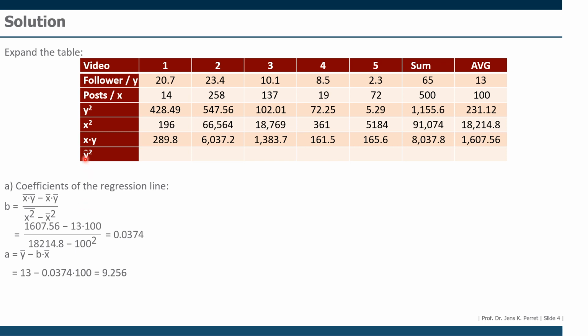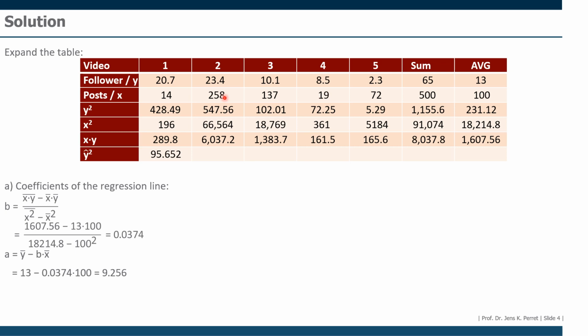Y hat, that's if I insert the x value into my regression line. So that's like my estimated y value. And I want to have the square of the estimated y value. So if I insert 14, I would calculate 14 times 0.0374 plus 9.256. Then there was only the y hat. I'm going to square the end result, giving me 95 point something. Then I'll continue.